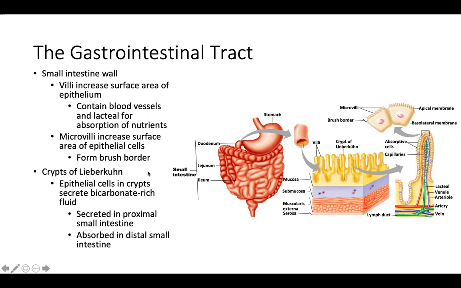On top of the villi, we have microvilli. So microvilli are another way to further increase that surface area by having these apical modifications of the epithelial cells that forms this brush border. Okay, can anyone remember the cells that we talked about before that also have a brush border formed by microvilli?